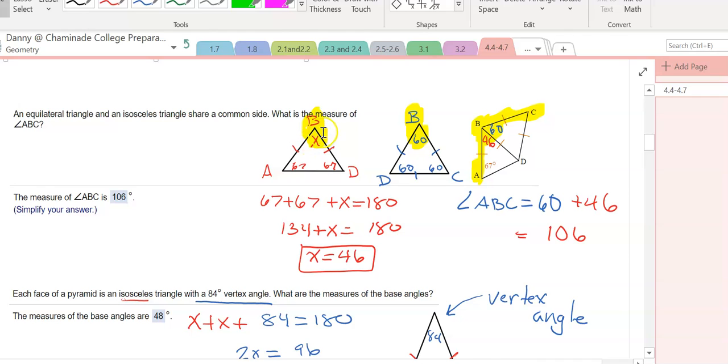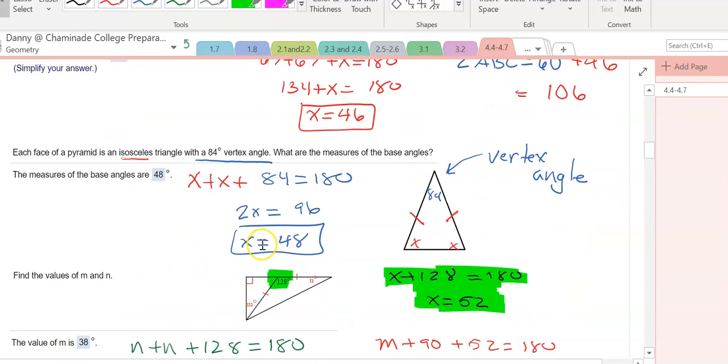We have an isosceles triangle. So I know that one of the base angles is 67, therefore the other must be 67. And looking for the vertex angle, I add those together and let it equal 180, and I find out that this is 46. A lot of times people get this wrong because they just put 46 in there, but it's asking for the entire angle of ABC, which means we have to add this part of 60 and the part we found of 46, and that gives us 106.